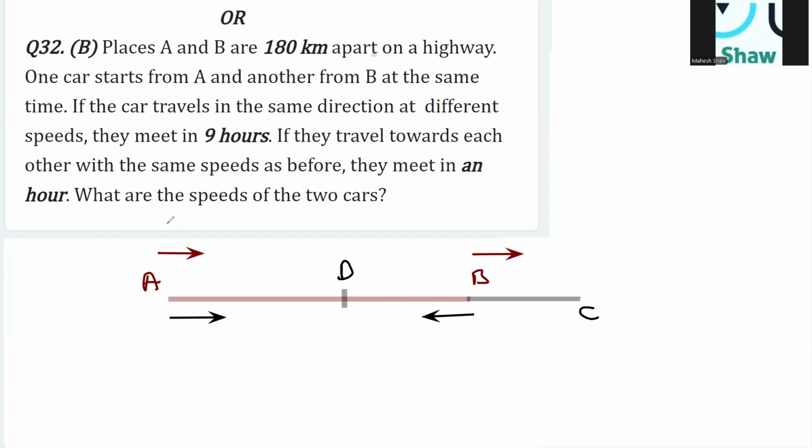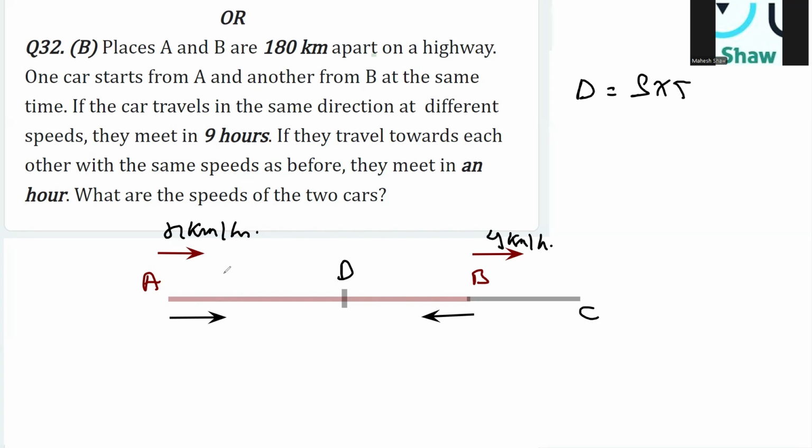Now let's say I take the speed of the first car as x kilometer per hour and the car B as y kilometer per hour. Well, in your exam, you have to write down the statement here. I'm doing it directly. So if I ask you what is the distance traveled, distance is equal to what? We are going to use this relation, distance is equal to speed into time.